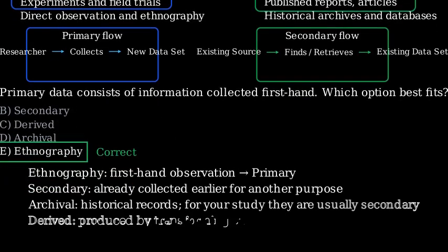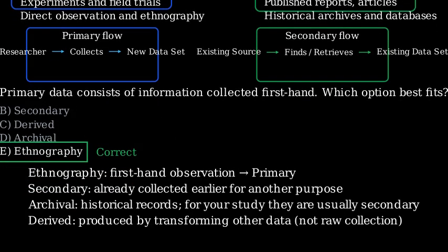Why is ethnography primary? Because it is direct observation by the researcher for the current study. Secondary and archival sources already exist from earlier efforts and are usually secondary for your study. Derived means transformed or computed from other data, so it typically depends on primary or secondary inputs.